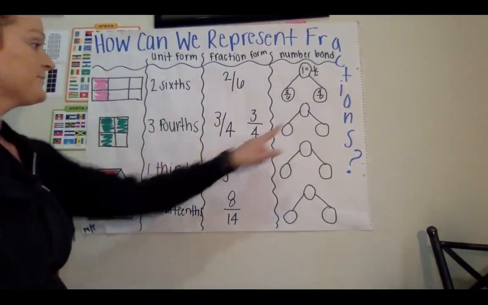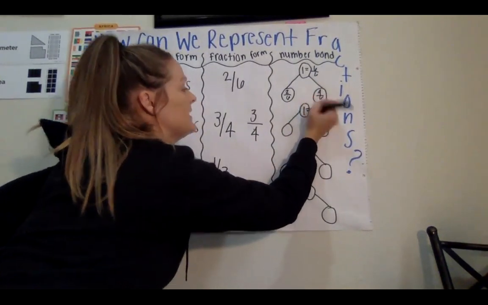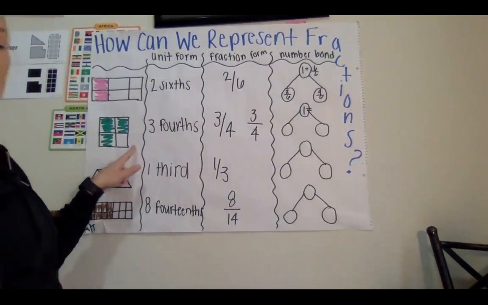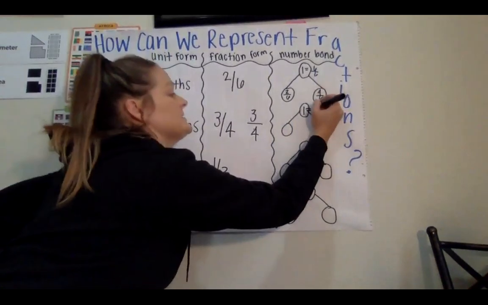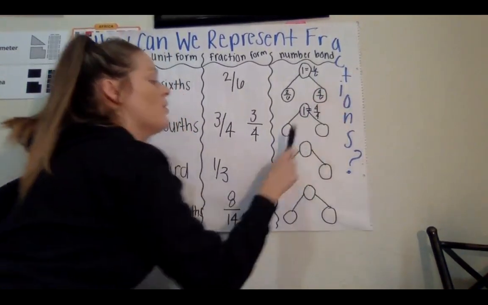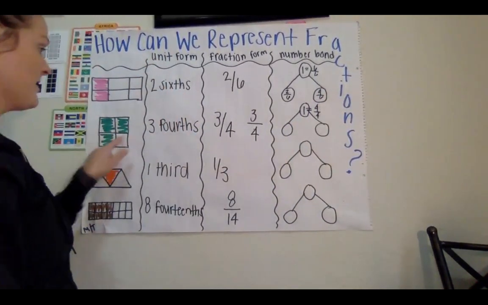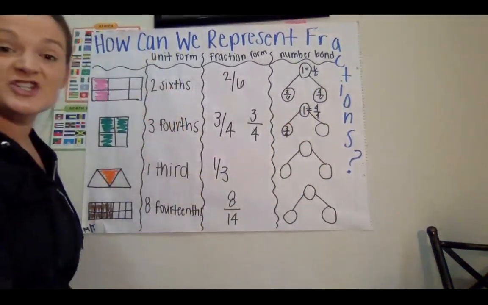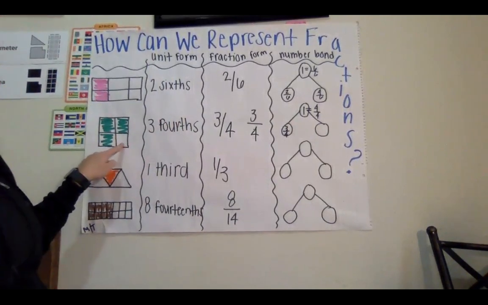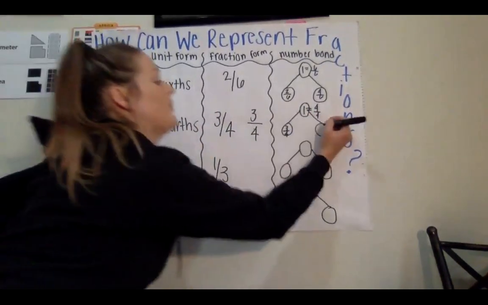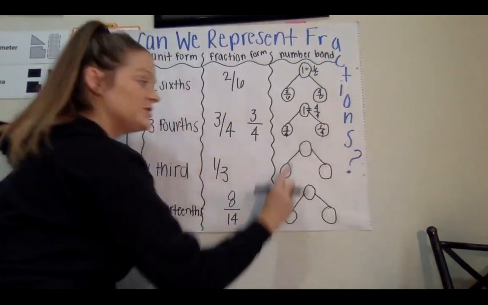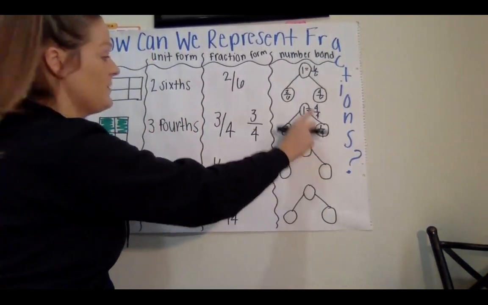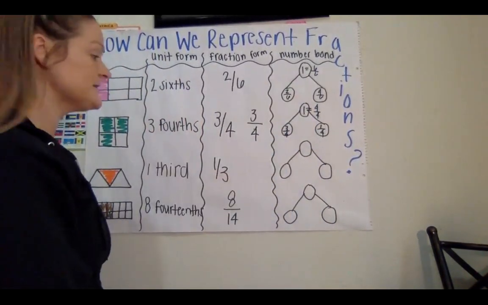Let's do our next one. My 1 whole is equal to how many parts? 1, 2, 3, 4 fourths. What fraction is shaded? 3 fourths. And then what fraction is unshaded? Over here I see just 1 out of 4 parts is not shaded, which would mean 3 fourths plus 1/4 makes 1 whole, or 4 fourths.